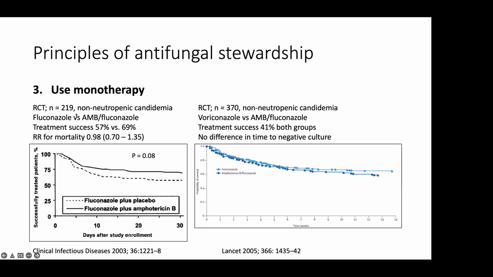I'll tell you about it in a second, but there's at least one randomized controlled trial showing that there's no benefit in dual therapy. This was a study of non-neutropenic patients with candidemia, and they randomized them to fluconazole versus amphotericin B plus fluconazole. There was a small signal towards improved treatment success with the combination therapy, 69% versus 57%, but no impact on mortality. You can see here the lines do deviate for treatment success, but again, no impact on mortality, and this wasn't even significant for treatment success.